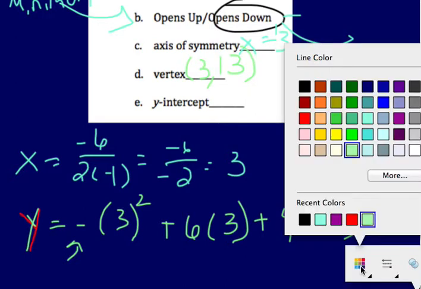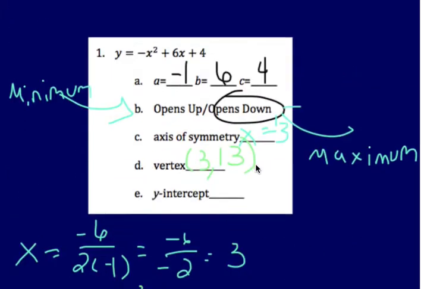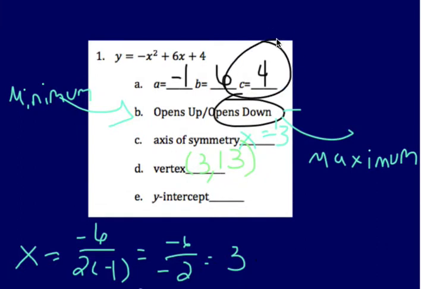Last but not least, we need to calculate the y-intercept. The y-intercept is always going to be the c value. Since the c value is 4, that means our y-intercept is 4. So let's take a look at graphing this.